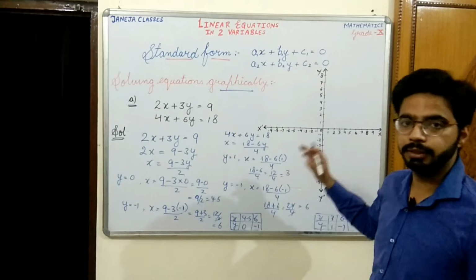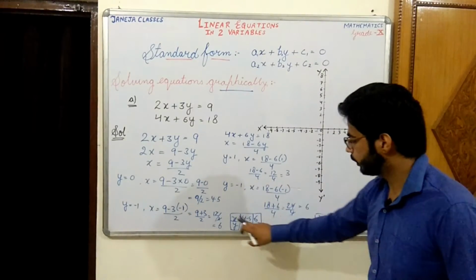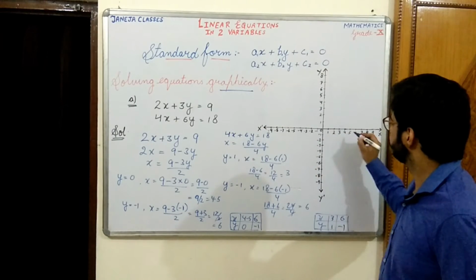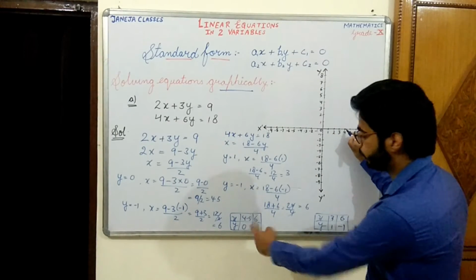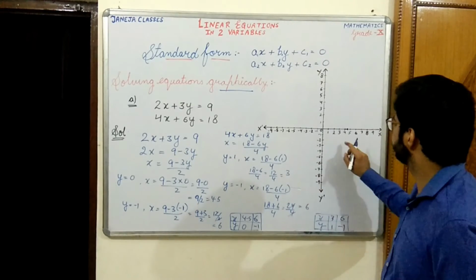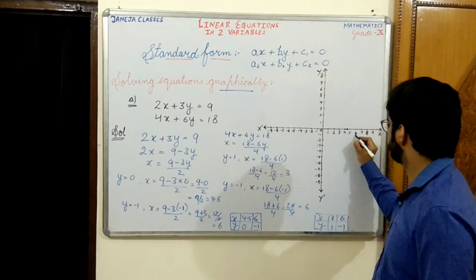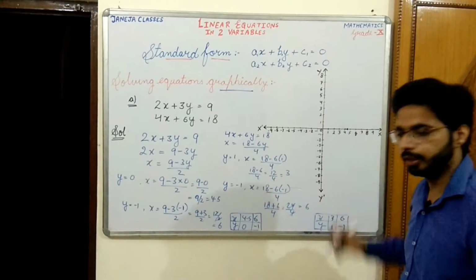So let us plot these on the graph. Just after plotting we will get this result. So let us draw the points first. x is 4.5 and y is 0, so the point will be here. After that x is 6 and y is minus 1. So it is this. We can draw the line.